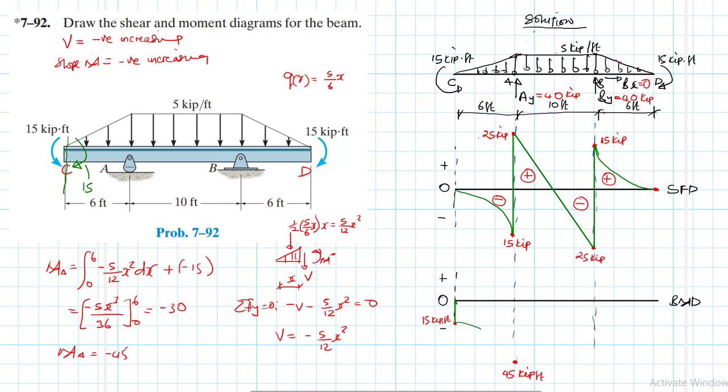Like so, right? Something like so. And then in between, we have a portion that is positive from A, half the length of 10 from A, that is from 6 to 11, right? That's half of 10. 6 feet to 11 feet. We have a shear there.